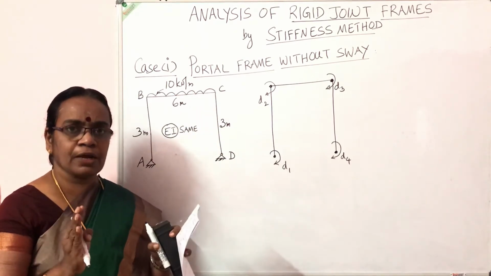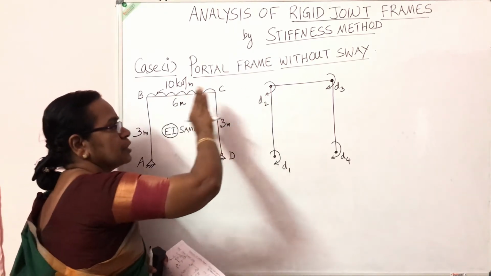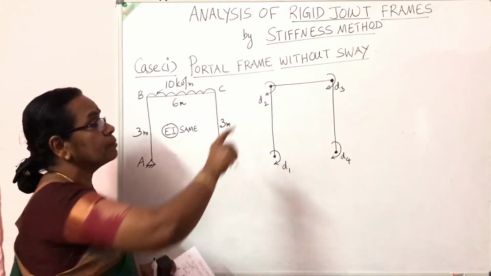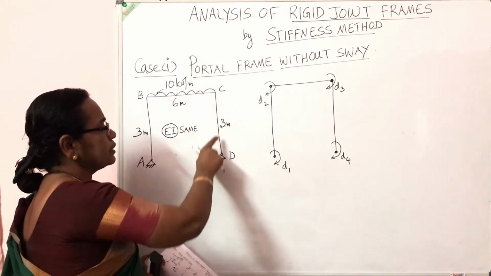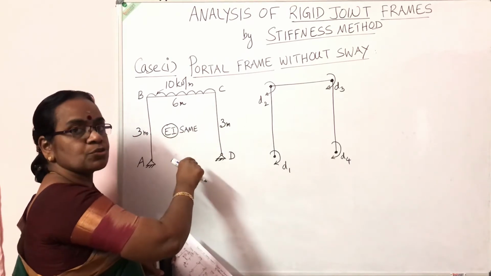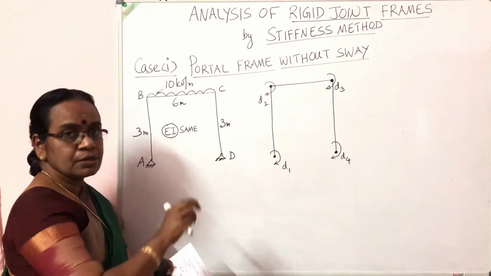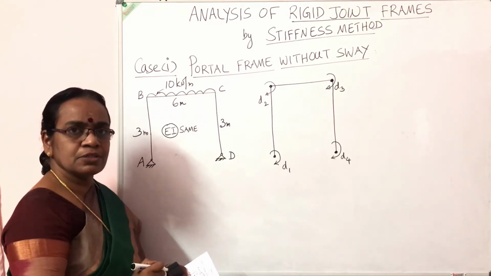If it's a perfect, symmetric frame, there will not be any lateral force and there will not be any lateral displacement or any sway displacement. So this is a frame which is perfectly symmetric. Both the legs are of the same length, same moment of inertia throughout. This loading is also symmetric. There is no lateral load. So it is a frame without any sway.